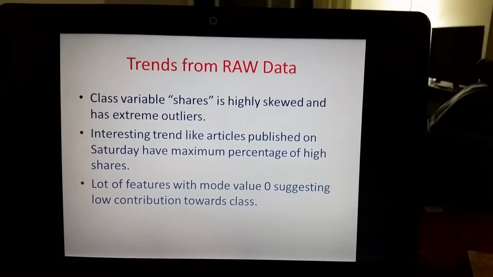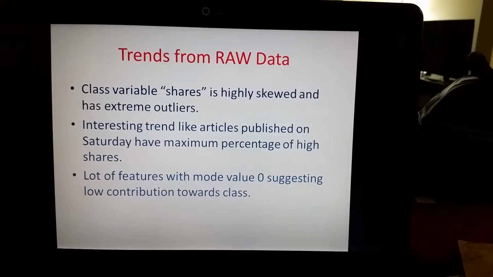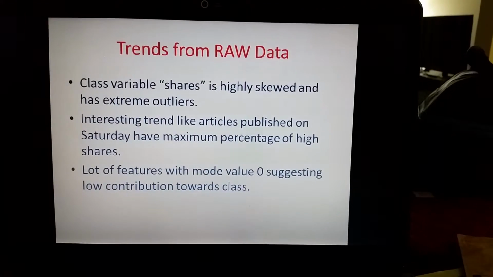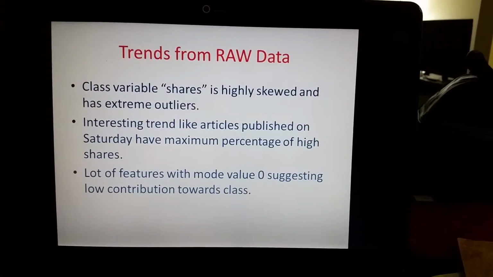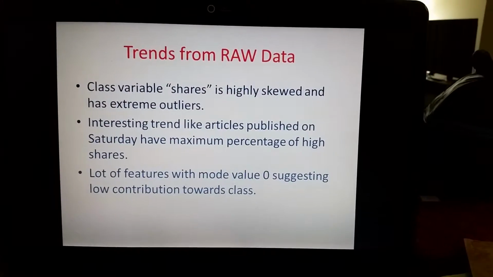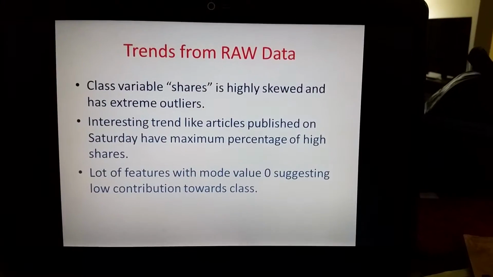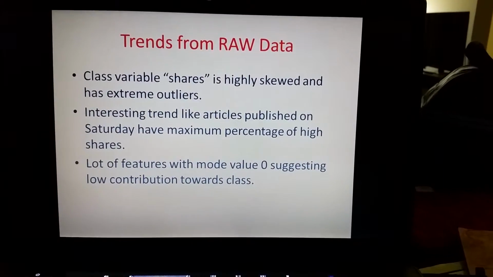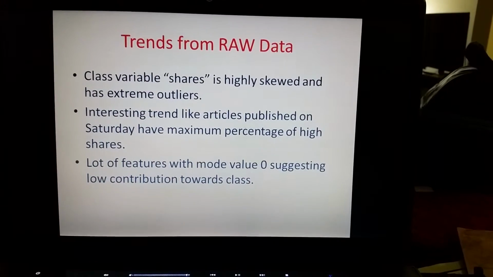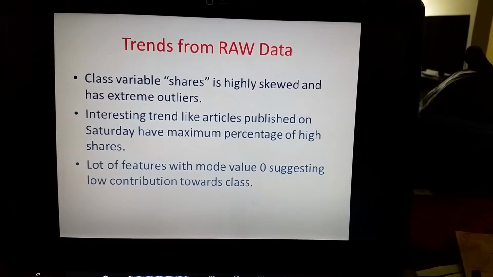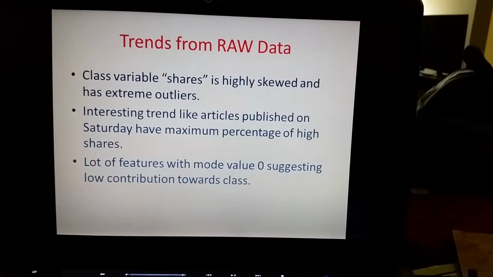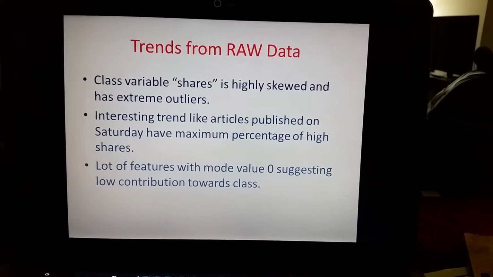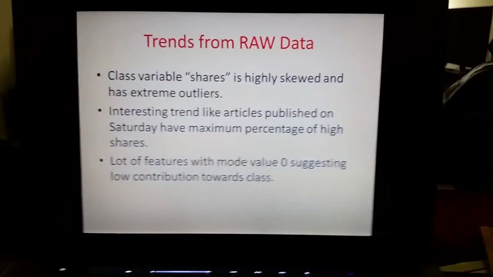The other interesting thing to look for in the data set is that there are a lot of features which have a centered distribution, in the sense that their means and medians are equivalent, but their mode value lies at 0. This suggests that either they have an extremely low contribution towards the class variable, or their variability has shrunk due to the skewness in shares.